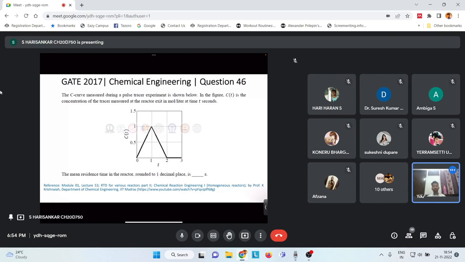So this is a question from residence time distribution from non-ideal reactors in chemical reaction engineering, and the reference NPTEL series can be found in module 1, lecture 53, RTD for various reactors part 2, Chemical Reaction Engineering 1, Homogeneous Reactors by Professor K. Krishnaiah, Department of Chemical Engineering, IIT Madras.